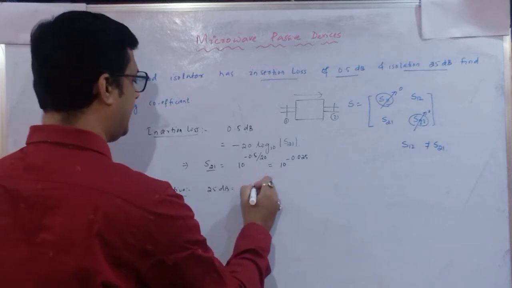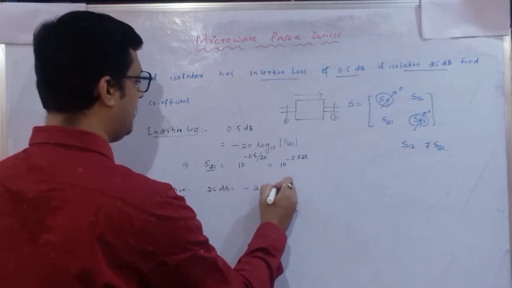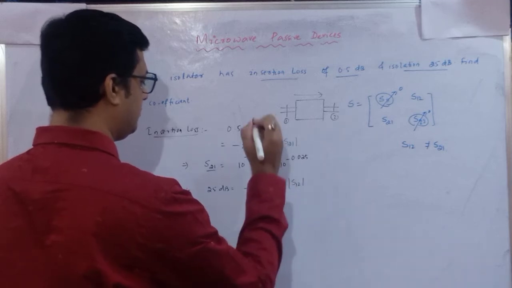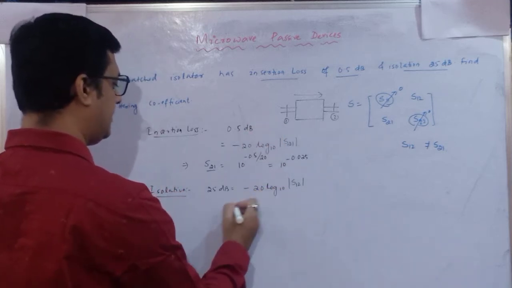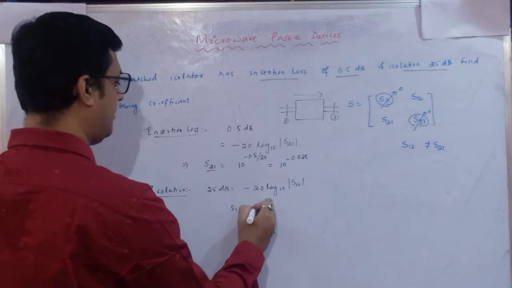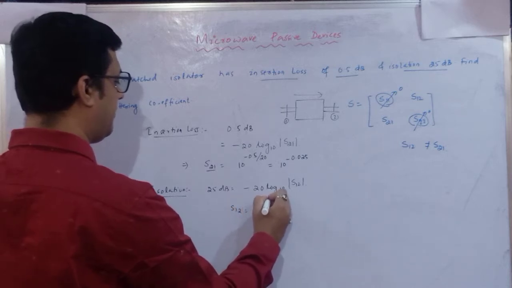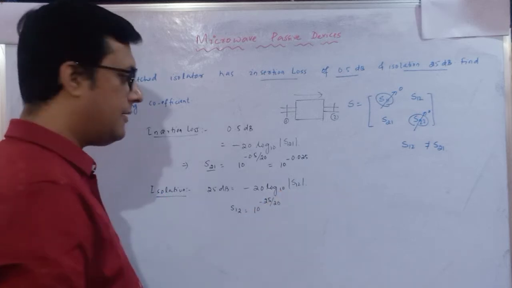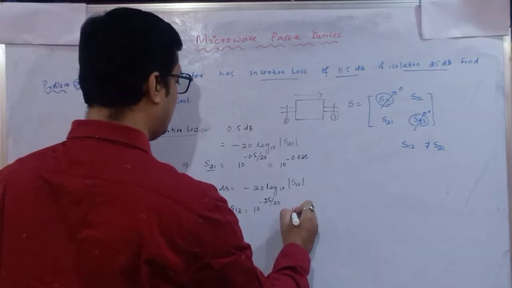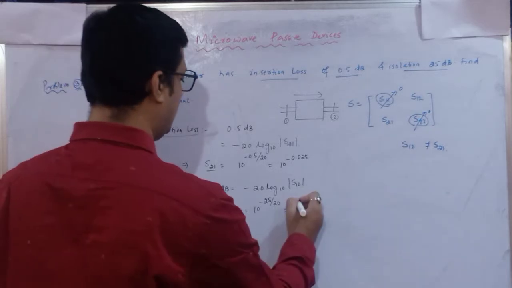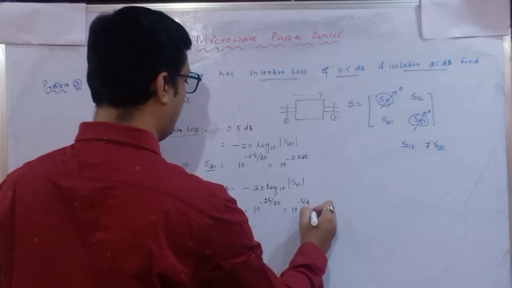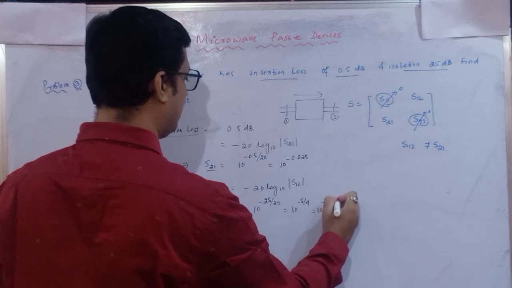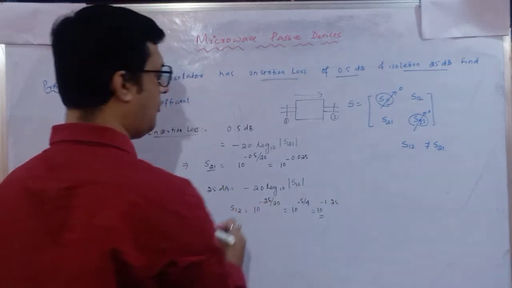So in that case, I can write minus 20 log base 10 of S12. If you solve this, S12 is 10 to the power minus 25 divided by 20. Okay, so you will get around 10 to the power minus 1.25. So this is my S12.